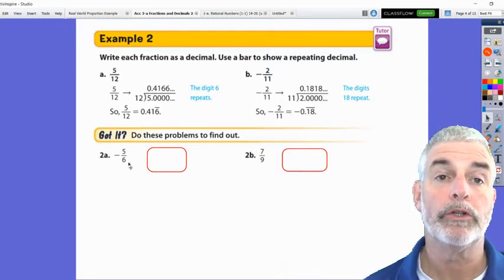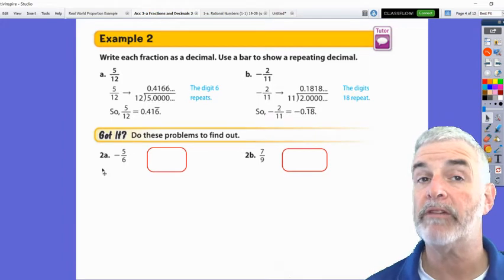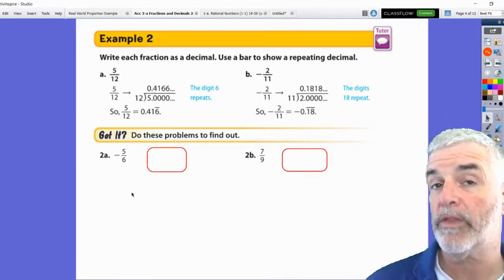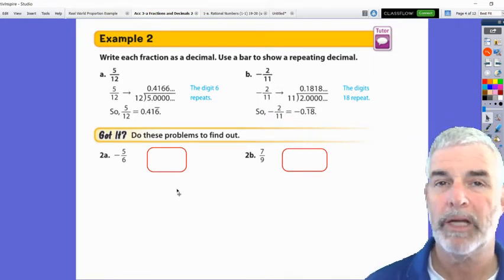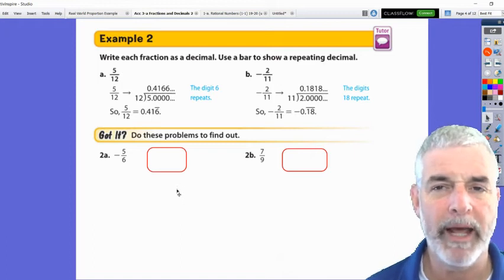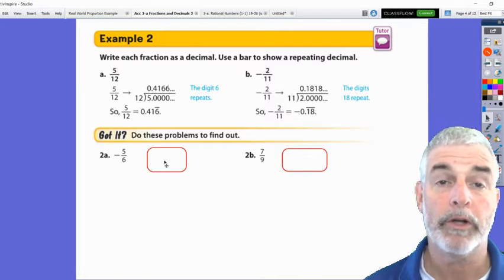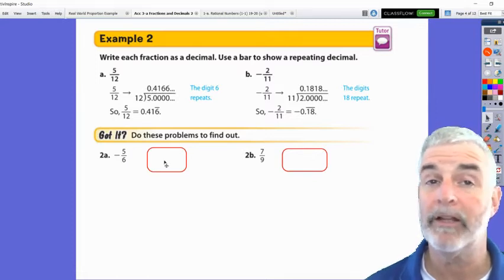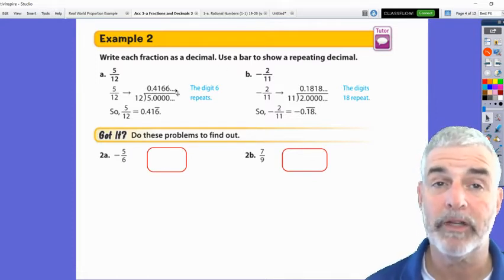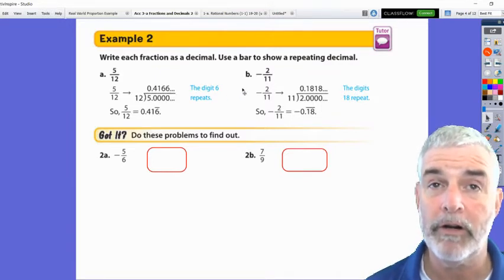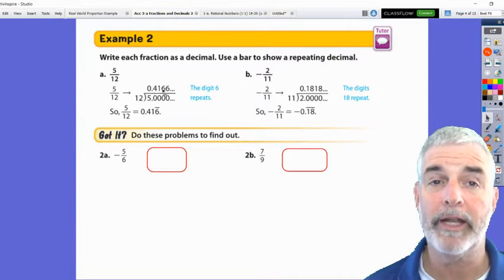So two for you to do is, got it. Negative 5/6 with a repeating bar. Not so easy to put a repeating bar in an Edpuzzle answer. I don't think you can, actually. So what you could do then is use an ellipsis, right? That's what this is. These three dots that mean "and so on forever," right? That's called an ellipsis.